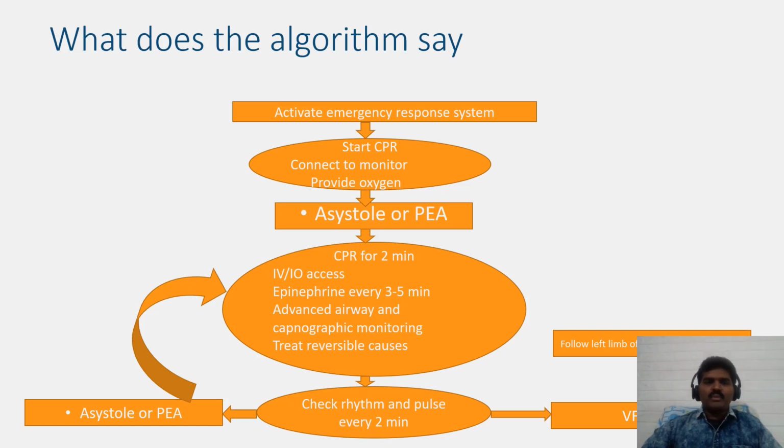Advanced airway and capnographic monitoring. Treat the reversible causes. Check the rhythm and pulse every 2 minutes. If you are still seeing asystole or PEA, repeat the cycle. Anytime a non-shockable rhythm, that is asystole or PEA, can become a shockable rhythm, that is VF or pulseless VT, then you need to change your algorithm from the right-sided limb to the left-sided limb. That is the shockable limb.